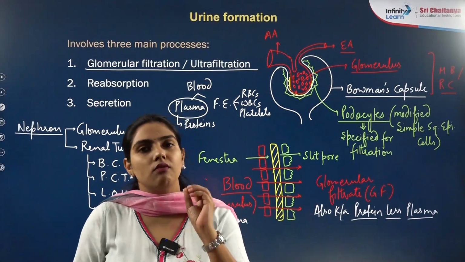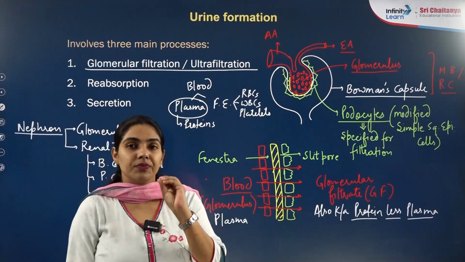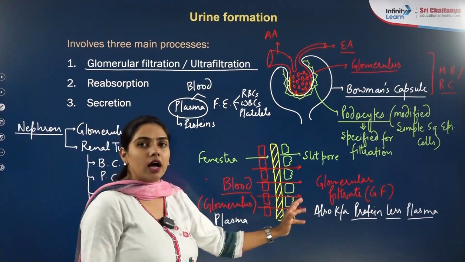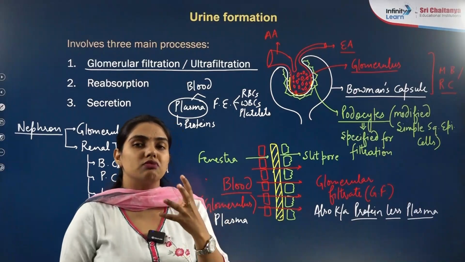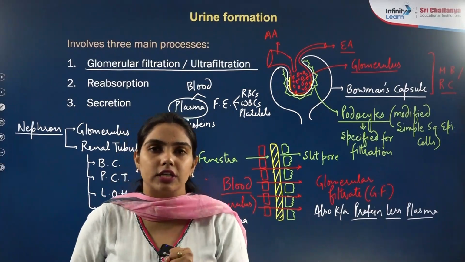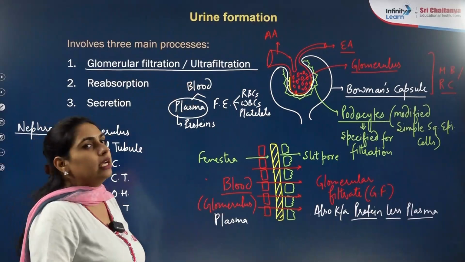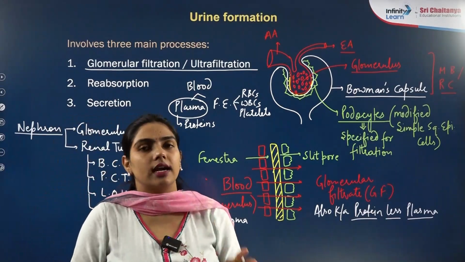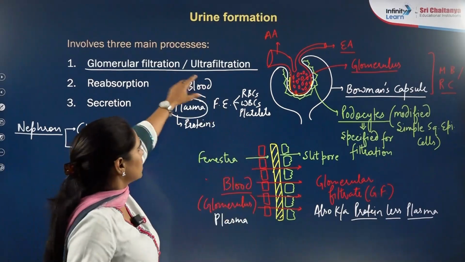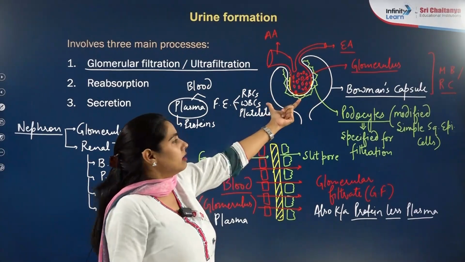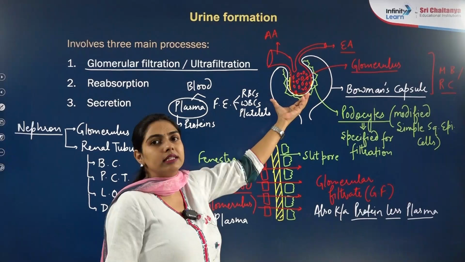Are you understanding what is glomerular filtrate? Now I will tell you how it is formed. Why is this filtration occurring? What are the pressures which are favoring this filtration? So, let us understand the process of ultrafiltration in detail. But you have understood where it will take place and how it will take place. Where will it take place? It will take place in the Bowman's capsule.